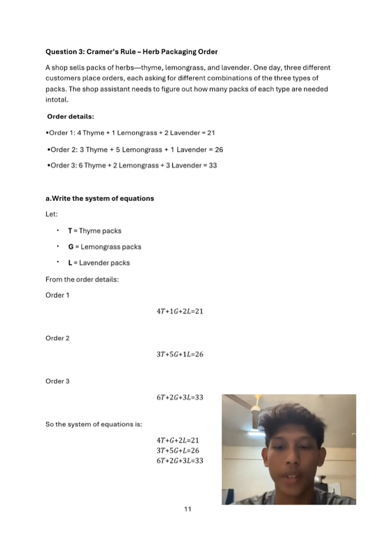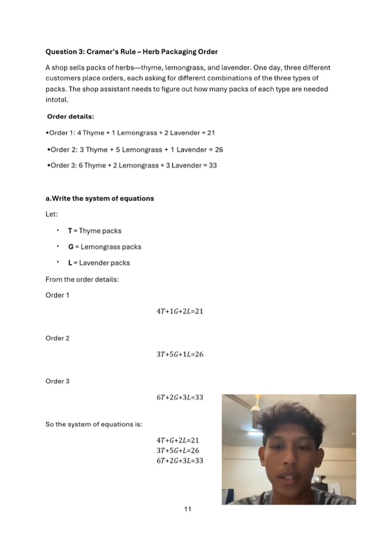Today I will be presenting a question on Cramer's rule based on a situation called herb packaging order. In this problem, a shop sells 3 types of herb, which are thyme, lemongrass and lavender. On a particular day, 3 different customers place orders with different combinations of these herbs. Our objective is to determine how many packs of each type are needed in total.